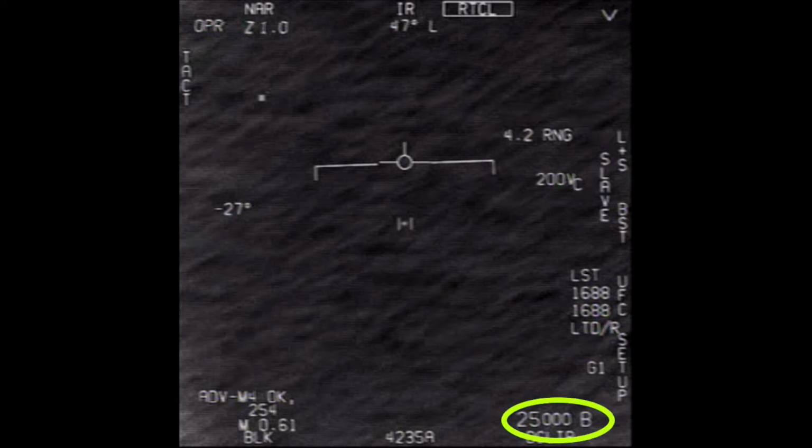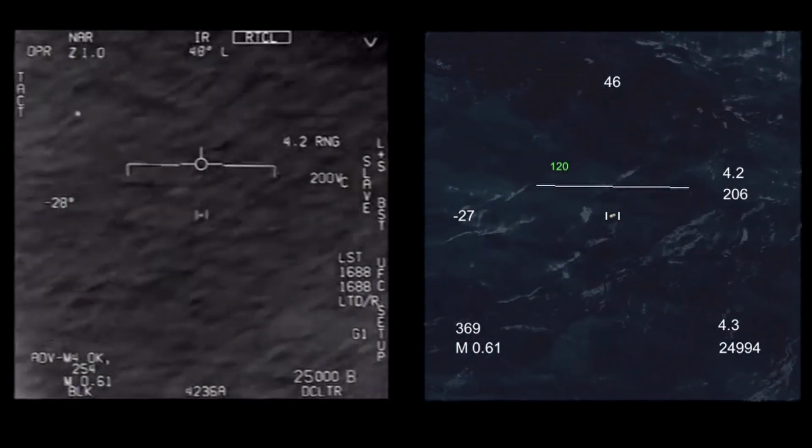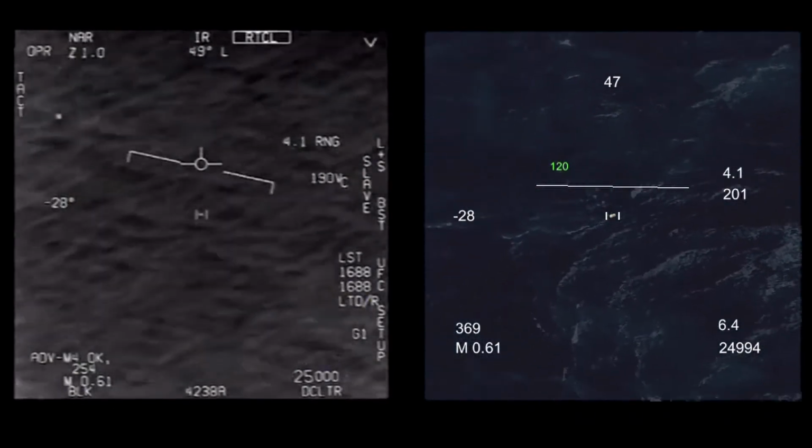Lower down on the right, we have the altitude in feet. There's a bunch of metrics in the bottom left related to the speed of the aircraft as well. And this last one is basically showing that the camera is looking 27 degrees below the horizon.